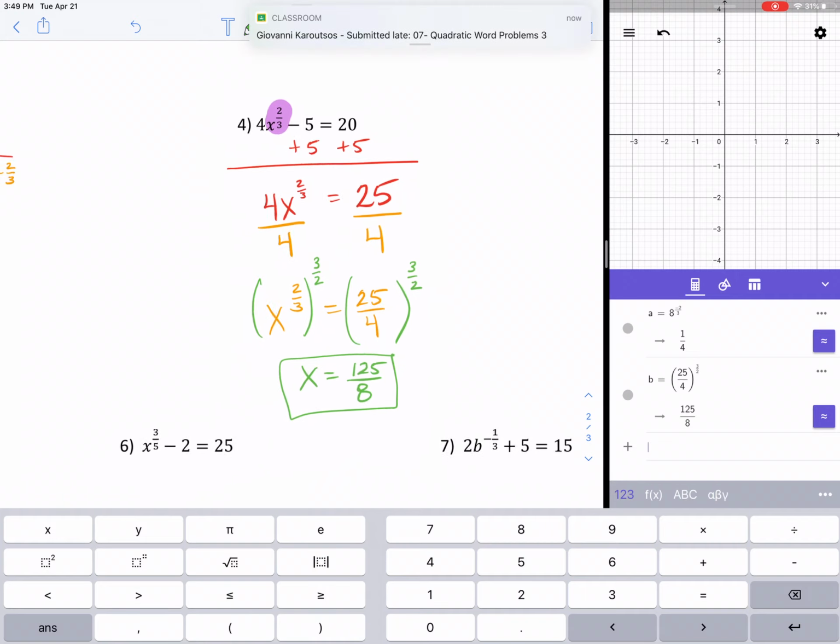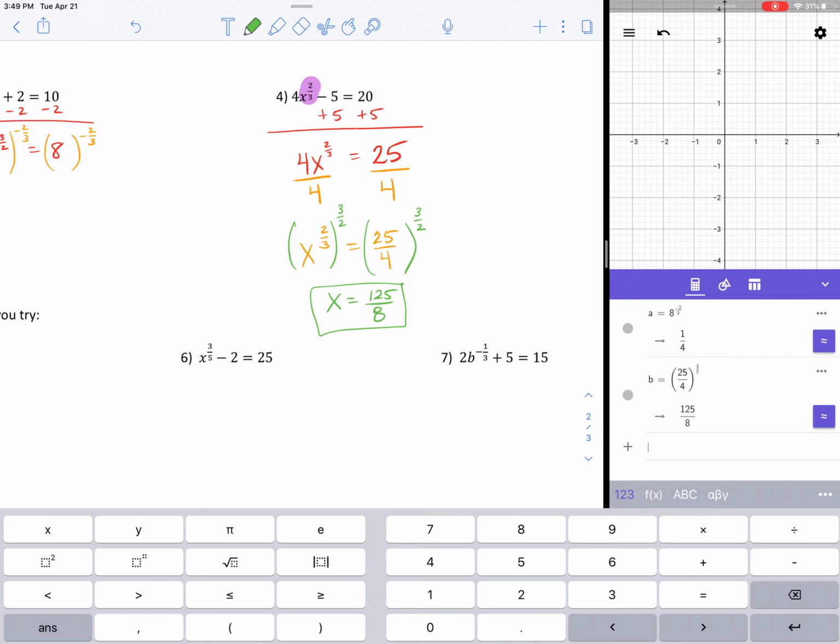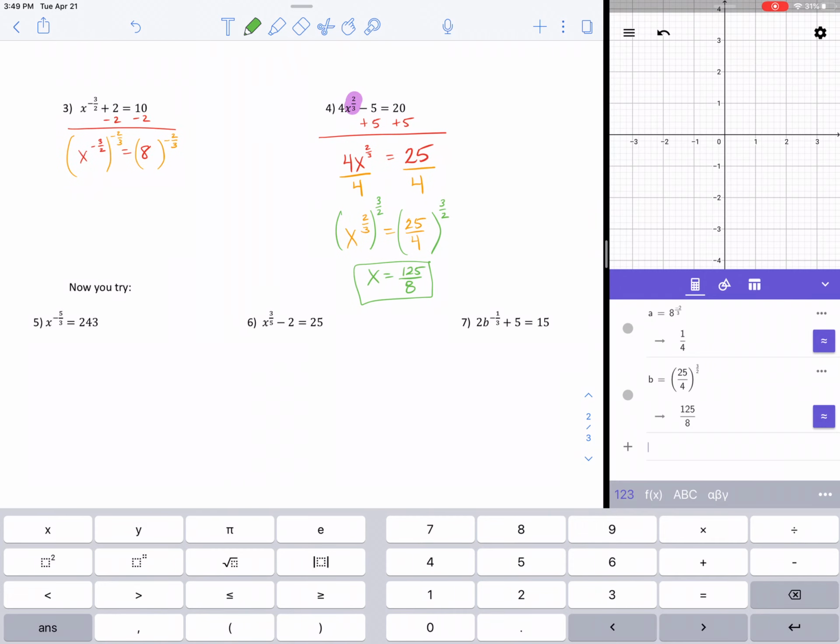Okay, so 3 examples on your own right now of getting the power by itself, which it's already by itself in number 5. Number 6 and number 7, you're going to have to isolate the power and then raise both sides to the reciprocal power. We're going to practice this again tomorrow also. I'm not going to move on. So take your time and practice.